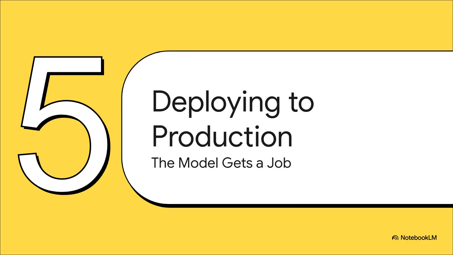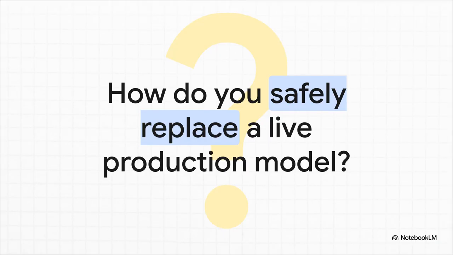All right, the moment of truth has arrived. Our model has been developed, tracked, and registered. It is time for it to graduate from the lab and get a real job actually delivering value out in a production environment. But this is a high-stakes moment. You can't just flip a switch and hope for the best. So how do you swap out a live, running production model without causing any disruption at all?